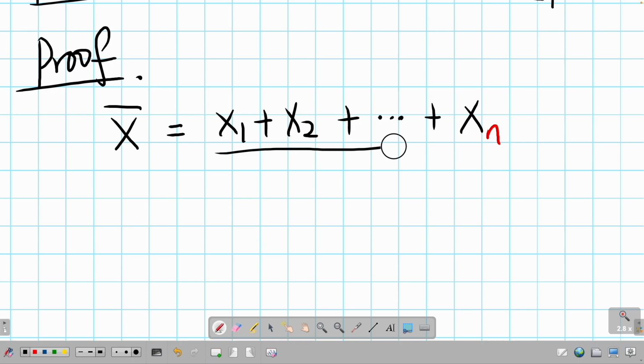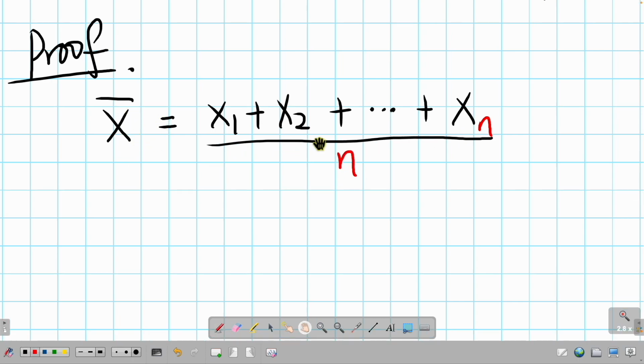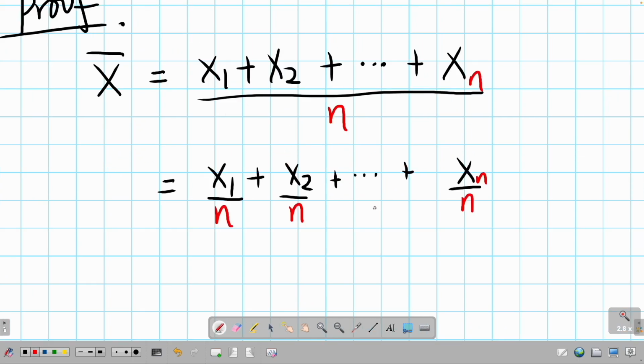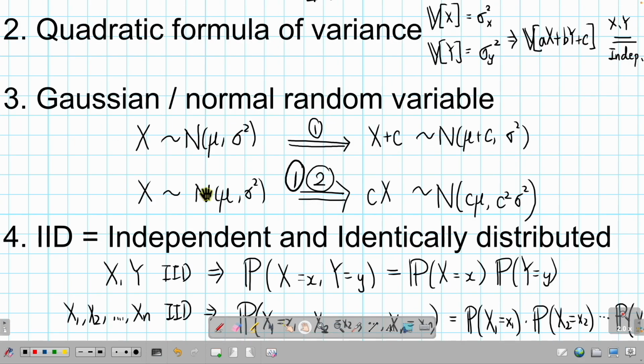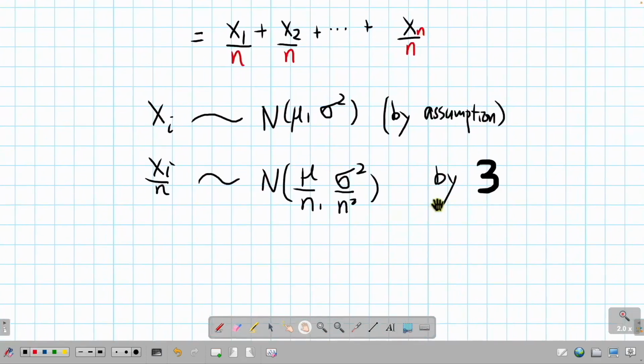So let's study the proof. First, X bar is X1 plus X2 up to Xn, divided by n. I split the sum into individual terms. If Xi is normally distributed with mu and sigma squared, then scaling it by 1 over n will give us a normally distributed random variable with mean mu divided by n and variance sigma squared divided by n squared. This is because of 3. If X is a normally distributed random variable, then scaling with a constant c scales the mean and also scales the variance by c squared. Now c is 1 over n, so it gives us mu divided by n, and c squared is 1 over n squared. So we have this.